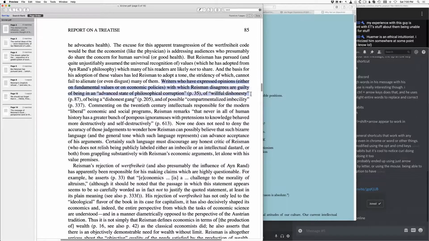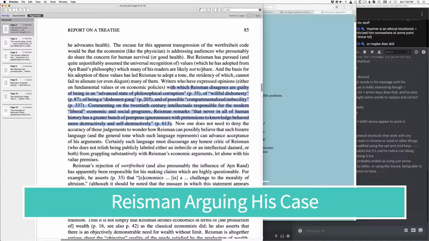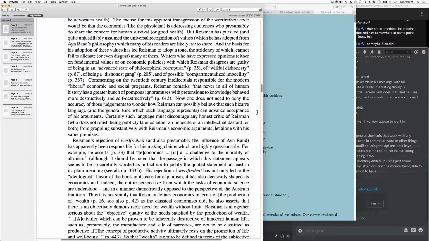Okay, none of this so far. But at what point does Reisman make the specific error of, where was it? Assuming the universal recognition of certain values. Where did Reisman assume that? He's arguing with these bad ideas specifically because he does not assume universal recognition of his values. That's why he's bringing up his disagreements with people, because he knows disagreements exist. Yeah, so disagree a lot.